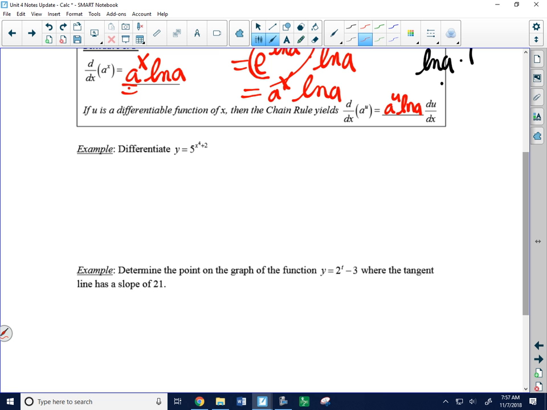So let me give you a simple example, and then we'll do this one. 2 to the x. No chain rule here, just 2 to the x. The derivative would be 2 to the x, that was this, times ln of a, which is 2.